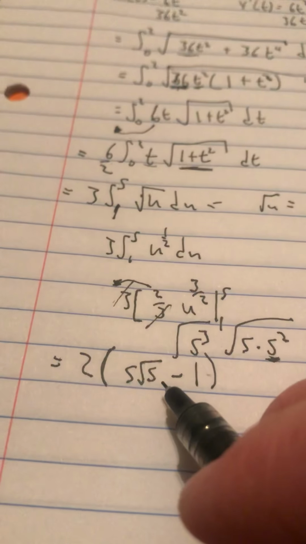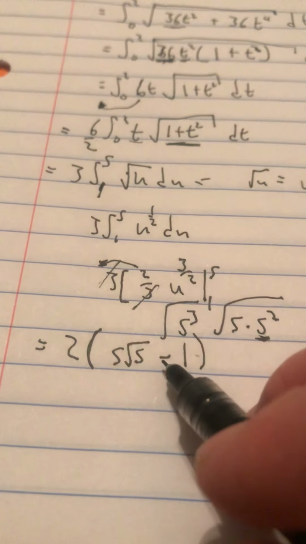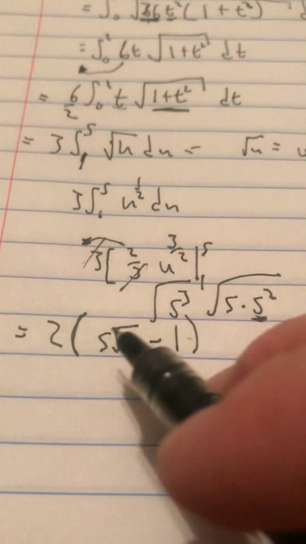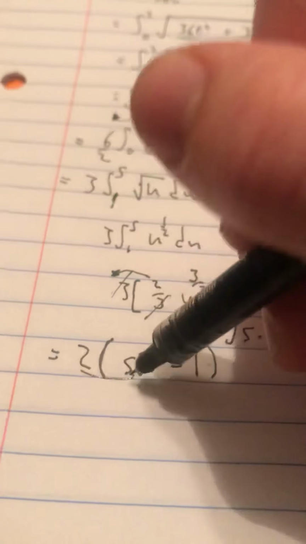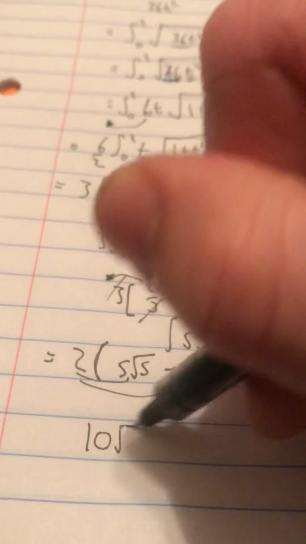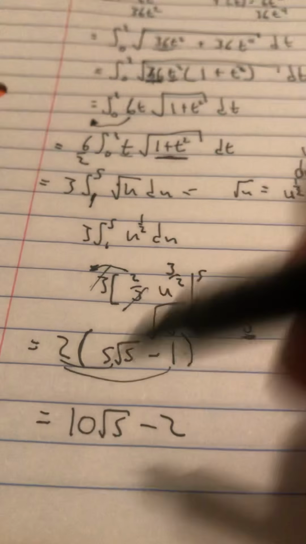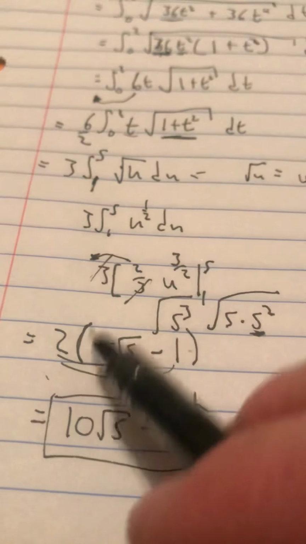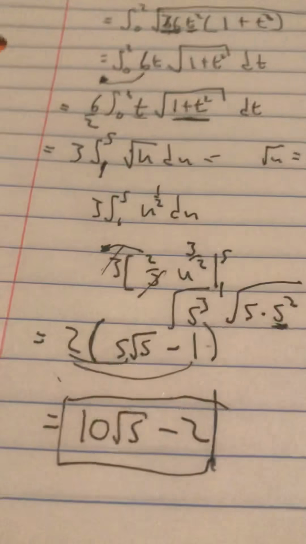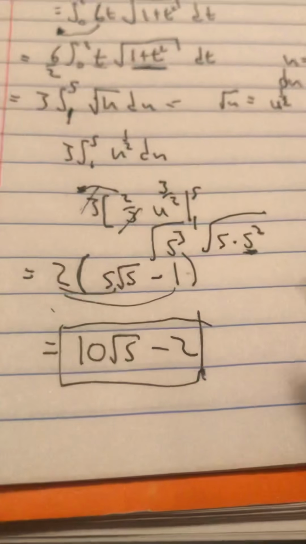So you are left with 2 times 5 root 5 minus 1. And you could multiply this in. So you have 10 root 5 minus 2. Honestly, this is how I'd leave it, with the 10 root 5 minus 2, or 2 times 5 root 5 minus 1. And this is our overall arc length.